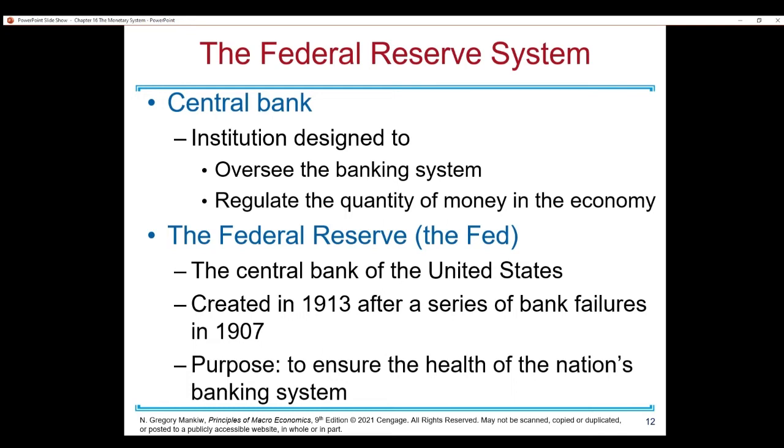These board of governors are appointed by the president and have to be approved by the Senate. And they also serve very long terms, 14 years. The chair only serves 4 years, but the board will serve 14 years. And this is to avoid short-term political pressure.